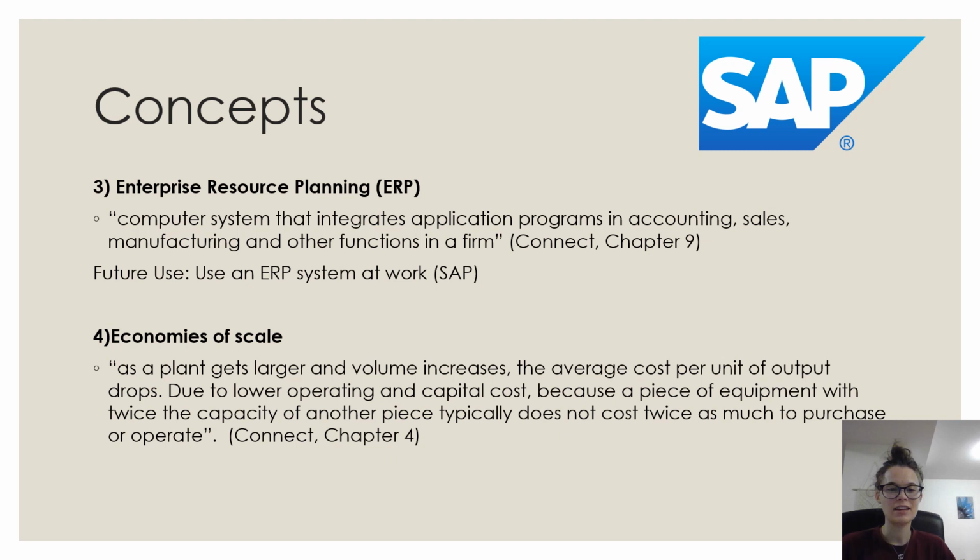And then the 4th thing I learned was economies of scale. The definition is here: as a plant gets larger and volume increases, the average cost per unit of output drops due to lower operating and capital costs, because a piece of equipment with twice the capacity of another piece typically does not cost twice as much to purchase or operate. So basically ensuring that you're getting the right amount of equipment for the right amount of inventory that you need, and making sure that you're not overspending or underspending.